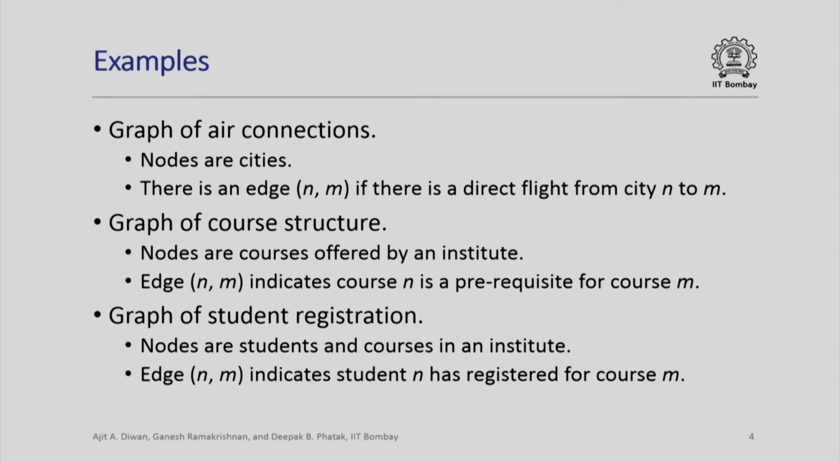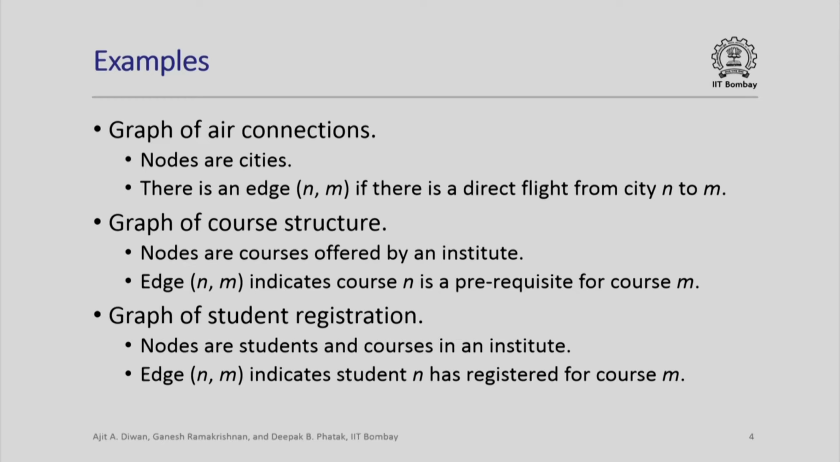Take a graph of air connections. Here the nodes are the cities in the country, and there is an edge from node n to node m if there is a direct flight from city n to city m. The airline can represent its flights by a graph depending on which cities the flights connect. So, there may be an edge from city n to city m if there is a plane flying from city n to city m.